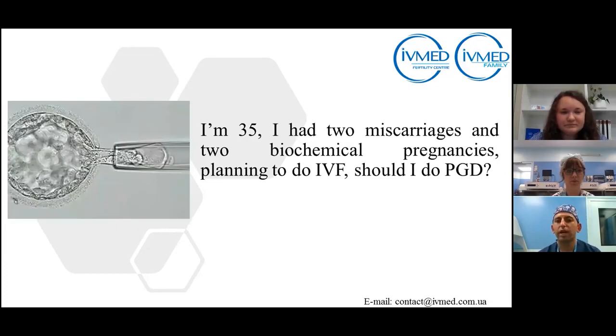Okay, as I say, above 35 there is always risk, and we have to talk about the embryo aneuploidy rate. As I say, two miscarriages and two biochemical pregnancies show there is some aneuploidy or anomaly in the embryos. Of course, there definitely should be preimplantation genetic diagnosis, and since we have a history of two miscarriages and biochemical pregnancy, I totally suggest doing NGS total chromosome testing.